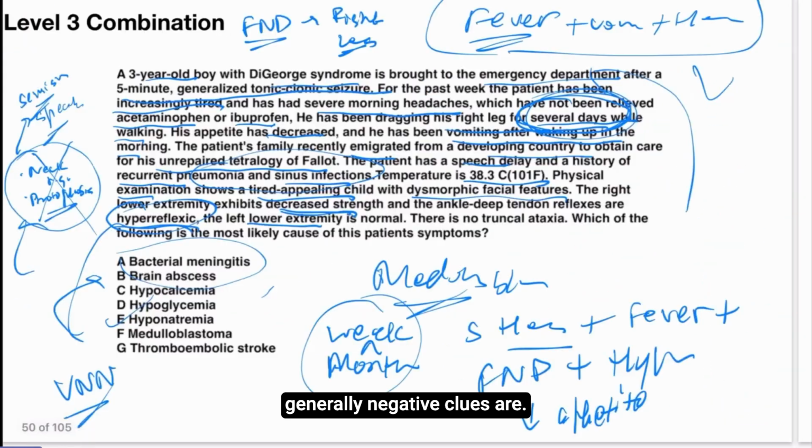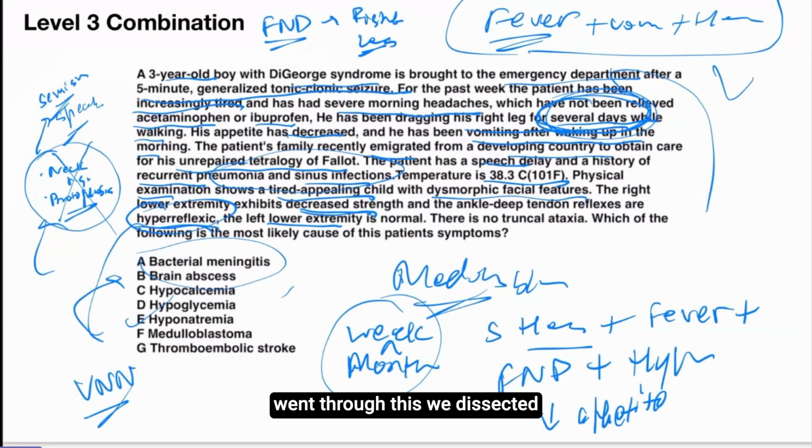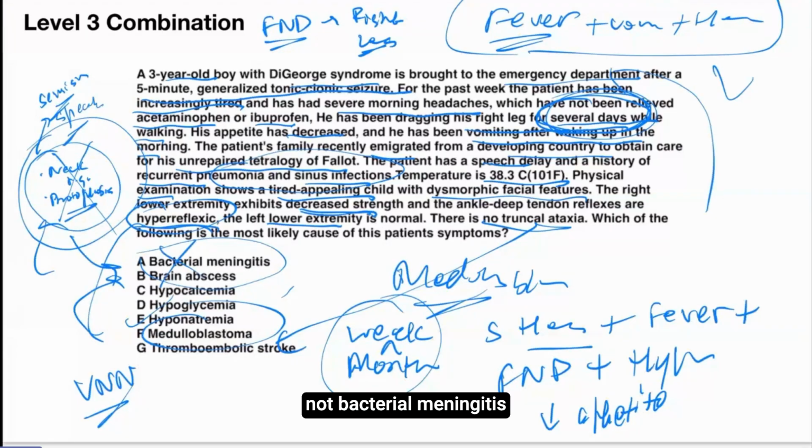Negative clues are very important because as you went through this, we dissected this question stem, the answers. What you found was that the ability to just generate negative clues and look at, let's say, no truncal ataxia, telling you it's not medulloblastoma, that's very powerful. But if you focus on too much of negative clues, or if you give it too much attention, you will say neck rigidity, no photophobia. That means the answer is not bacterial meningitis or bacterial abscess, and you will get lost here.